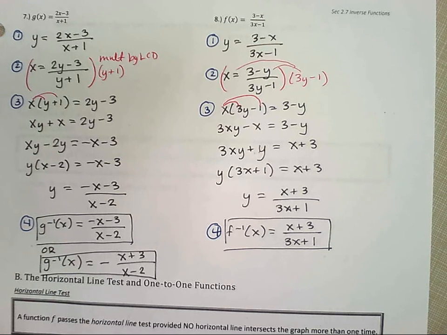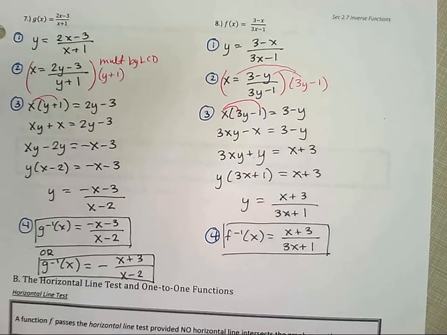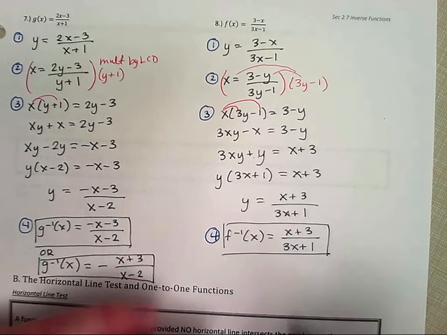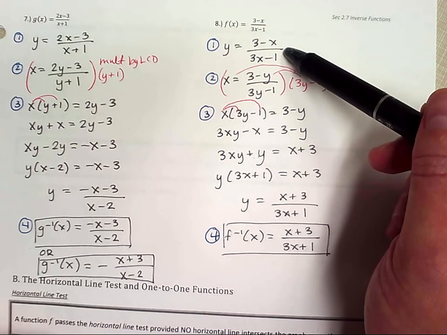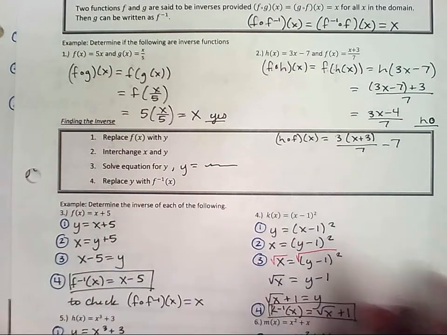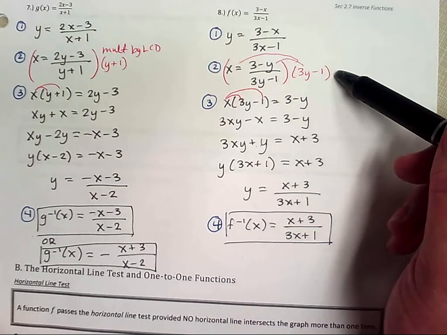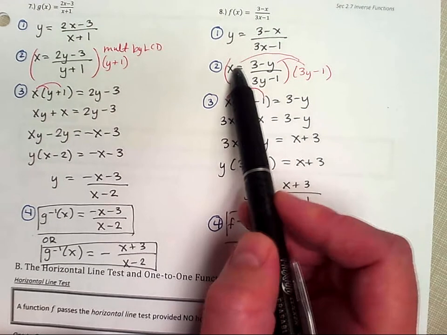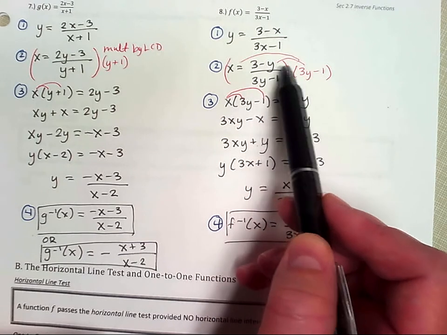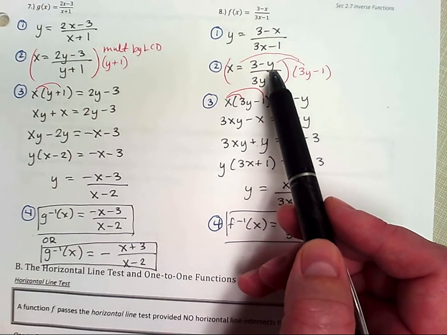So what do you guys think? Did I get it right? Okay, so let me talk about the steps. So step 1 is replace f of x with y, right? I'm just going back to this chart here, step 1 through 4. Replace f of x with y. Step 2 is interchange x and y. So for step 2, I had x equals 3 minus y divided by 3y minus 1.